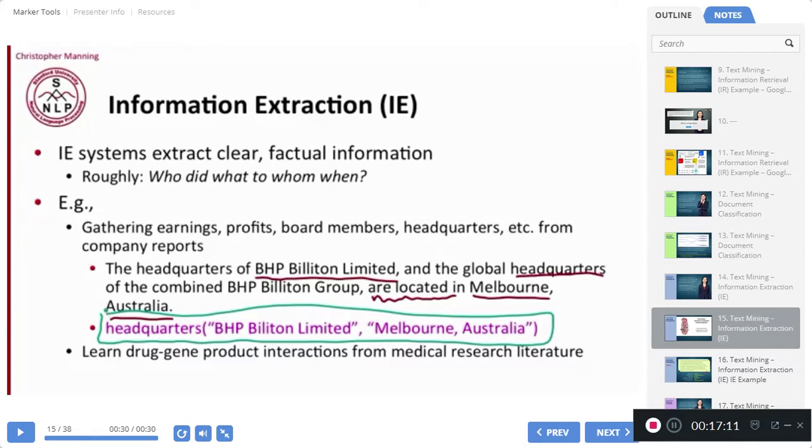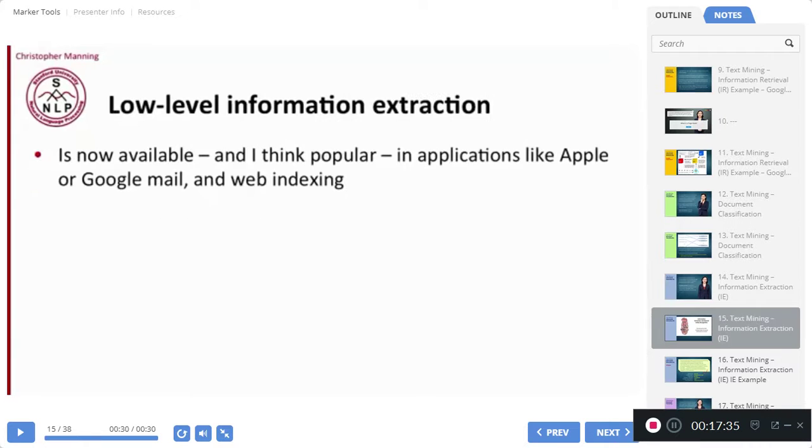That's only one example. There are lots of other examples. Another example is this one that I show here. There are lots of cases in biotext mining, so learning drug gene product interactions, learning subcellular localizations, lots of relations of interest to bioscientists in various ways have been worked on in information extraction systems. In the more consumer space, information extraction is now available and I think popular in various applications like either Apple or Google Mail, or is used in web indexing.